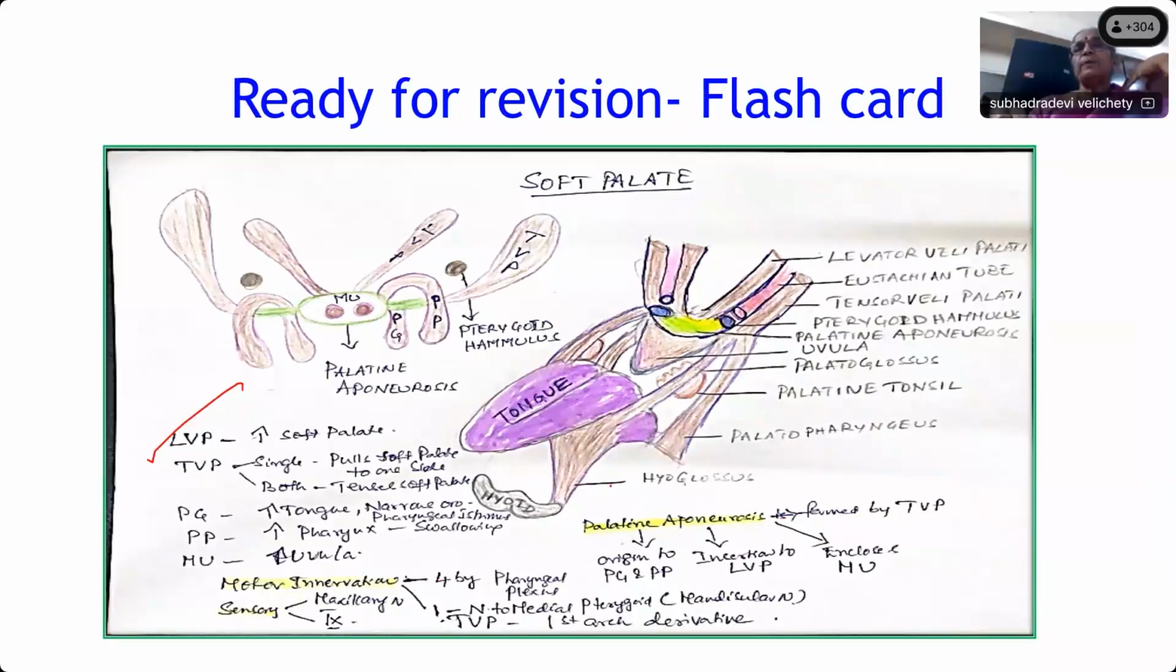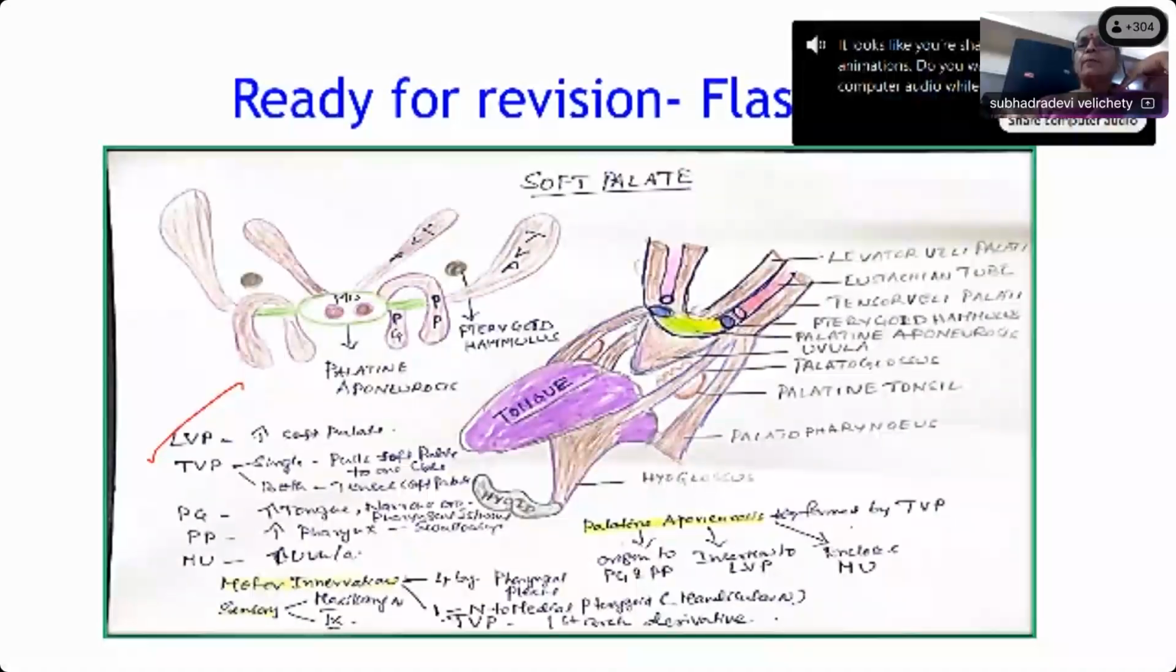This will help you remember better how many upper arrows I have put, how many lower down I have put. These are the things. And palatine aponeurosis, how it is formed, that can form an MCQ. For that also, you keep the points here itself. Then see about the motor innervation and sensory innervation.